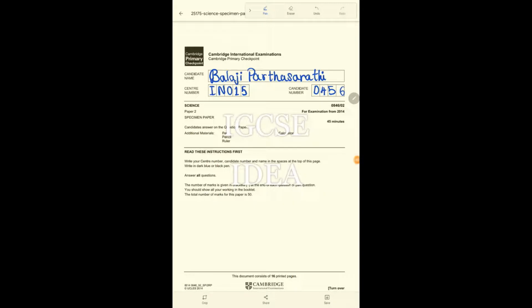Hello and welcome back to IGCSE Idea. Today we are solving Cambridge International Examinations, Cambridge Primary Checkpoint, Science Paper 2, Specimen Paper, for Examination 2014, 084602, 45 minutes. Candidates answer on the question paper. Additional materials: pen, pencil, ruler, and a calculator.